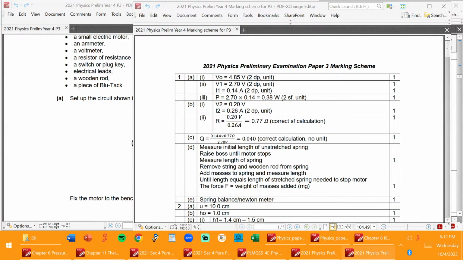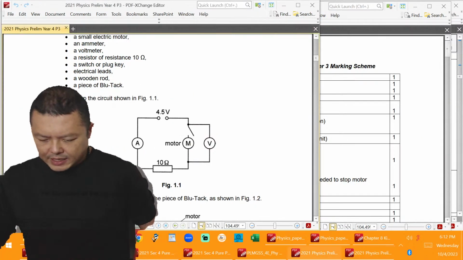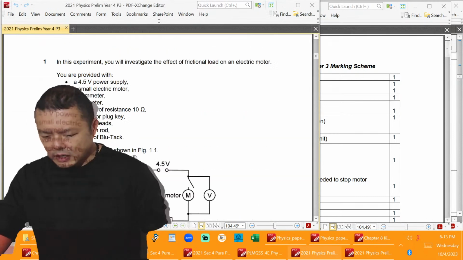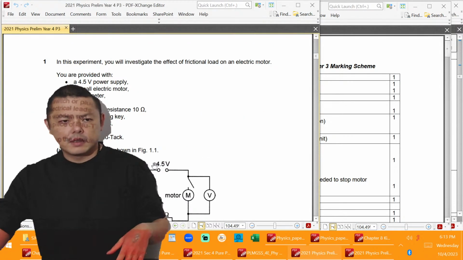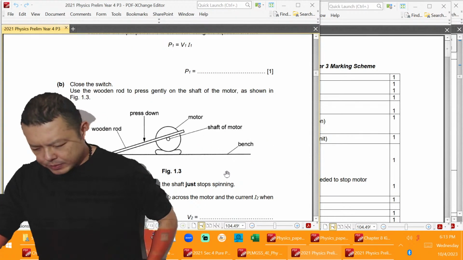No. Use the answer key, man. Always remember the answer keys are designed to help students in the O level. I know these are prelims, but they are meant to help students prepare for the exam.